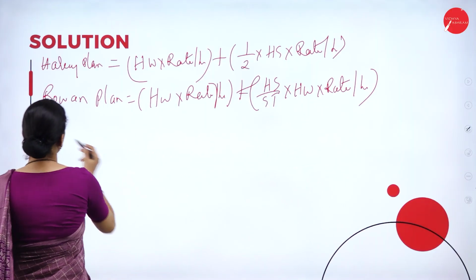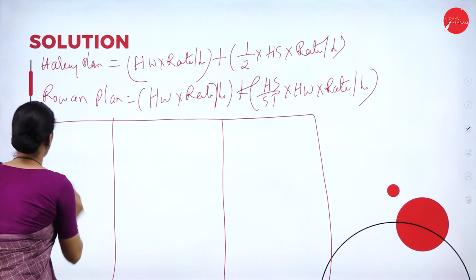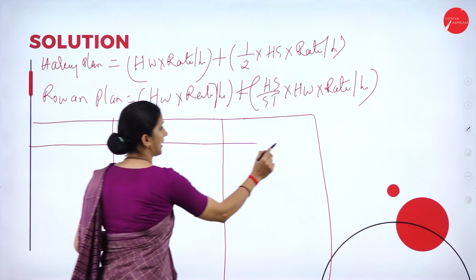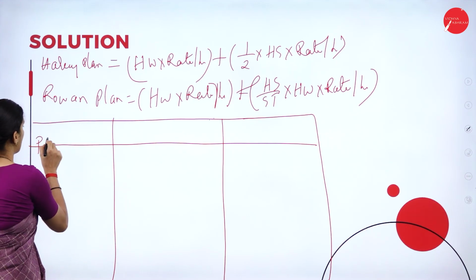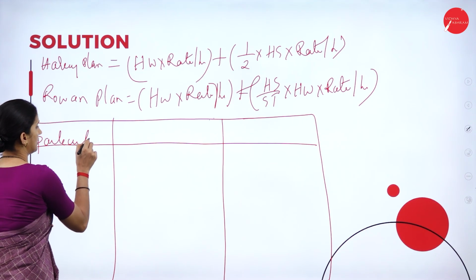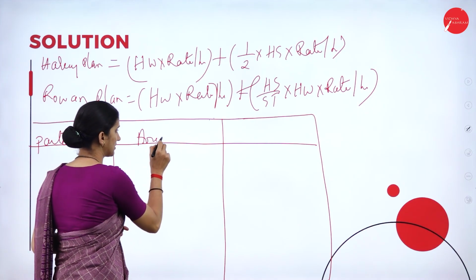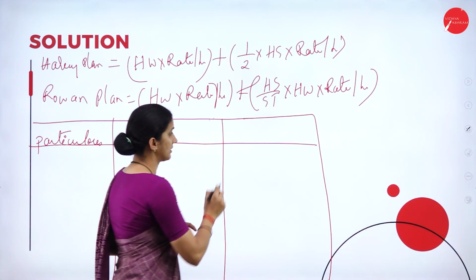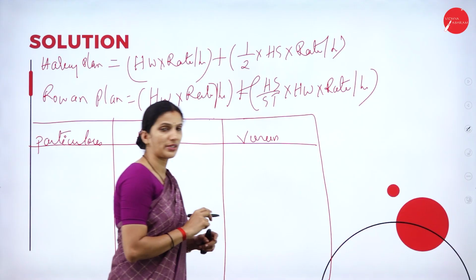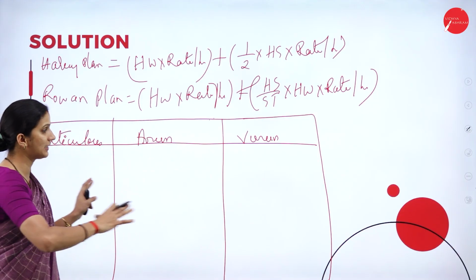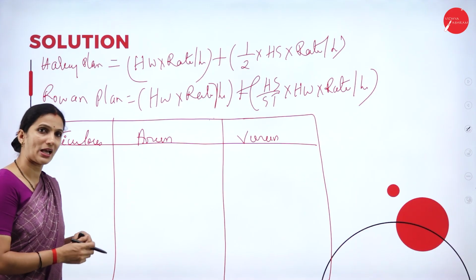See here you have both the workers, right. It is better that we can draw one statement, or we can solve it column wise. See here we can write particulars. Then we have worker, name it is Arun, and we have another worker, name it is Varun. For Arun and Varun here we will calculate like this. If you do like this, your time will be saved and it is easy to calculate also.